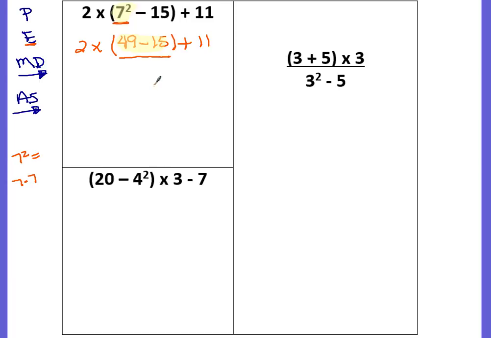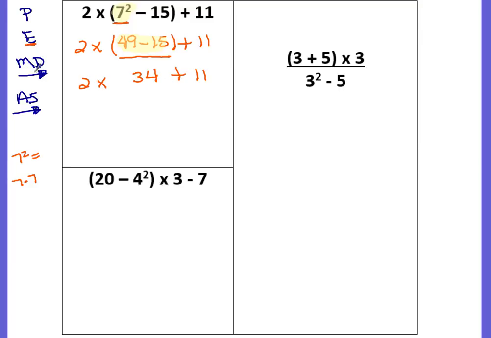What is 49 minus 15? 34. Bring down everything else, 2 times, do I need to keep the parentheses? You don't have to. You can, but you don't have to. I haven't done anything with the plus 11, so I bring it straight down. Now I have a new problem. Okay, my parentheses were done. Do I have any exponents?